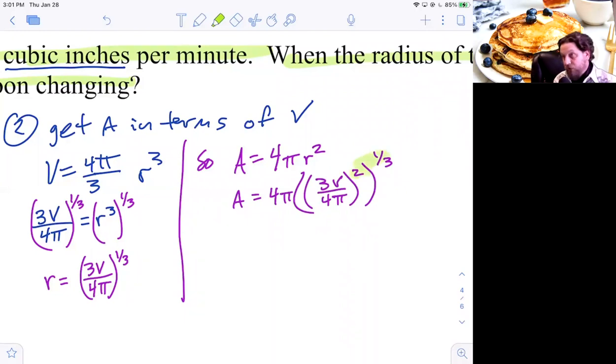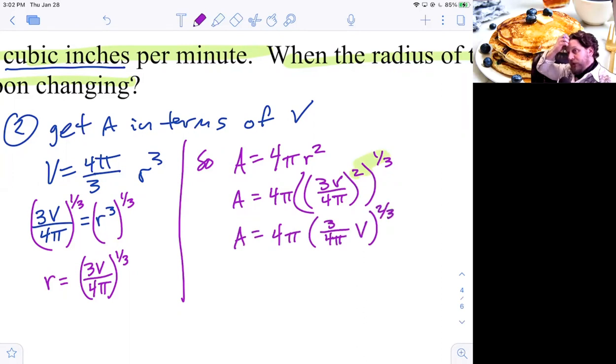Well, when I raise a power to a power, what do I do with those? I multiply, right? So I get 4 pi times, I'm going to call this 3 over 4 pi now, times v to the 2/3. In other words, I kicked the v out of the numerator because I want it to now look like a coefficient times v. Now, I don't think it's worth distributing the 2/3 to each factor and bringing the 4 pi and the 3 over 4 pi to the 2/3 together. I would just leave it like this.